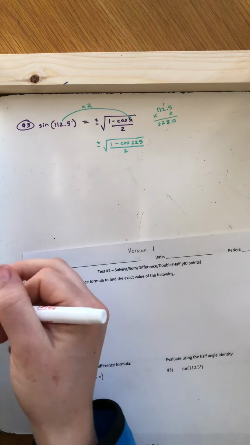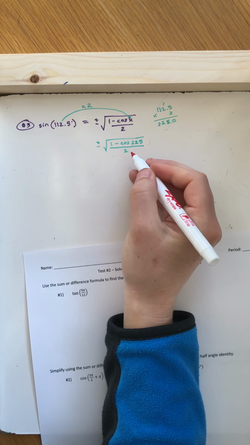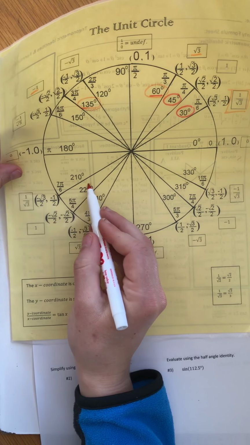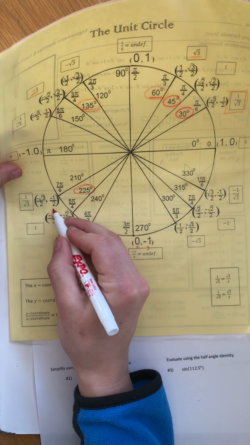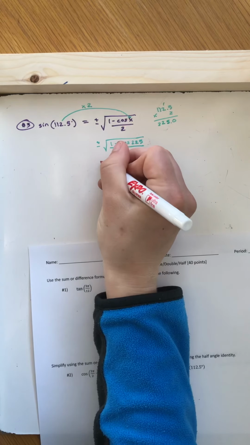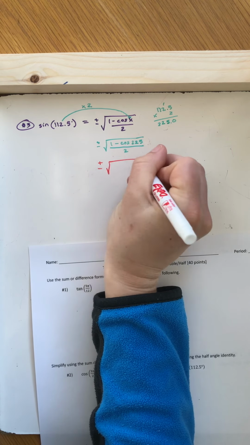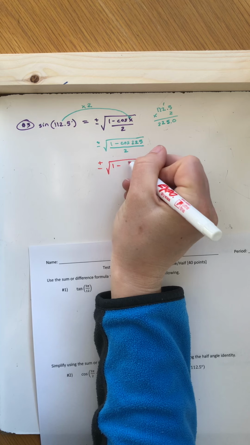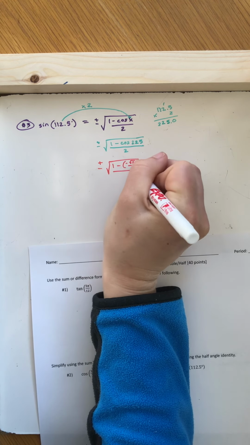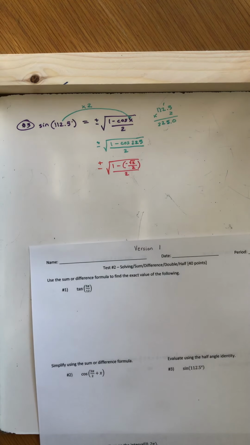Next, we are going to fill in what is the cosine of 225. So if we look on my unit circle here, 225, the cosine is the x coordinate. So it's negative square root 2 over 2.